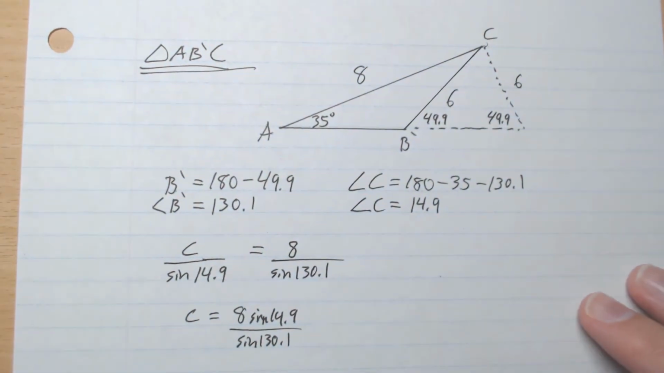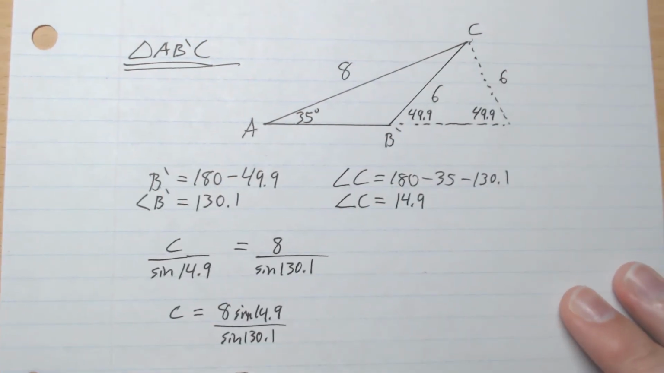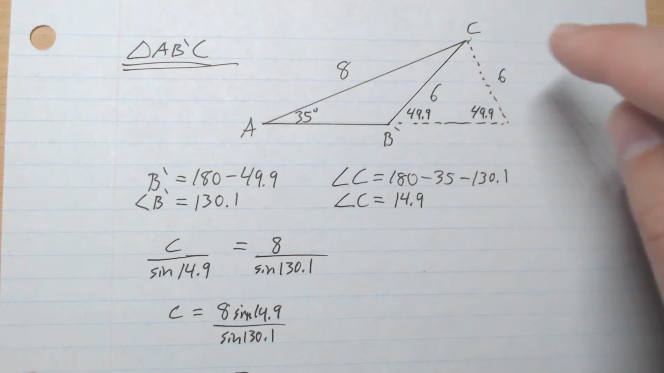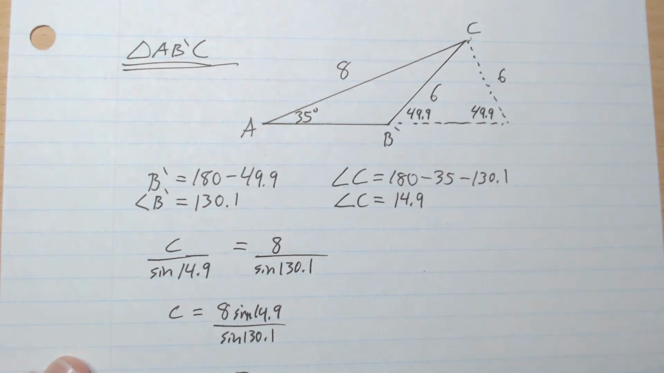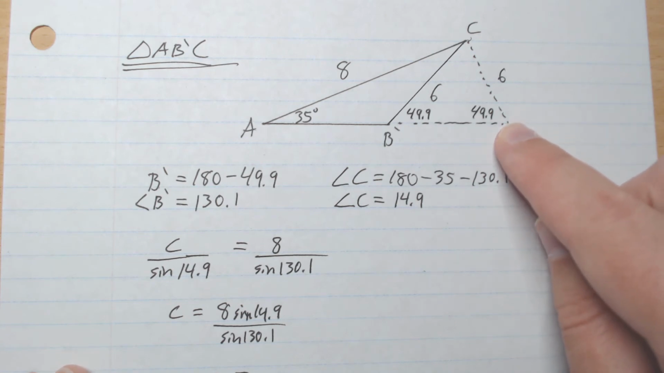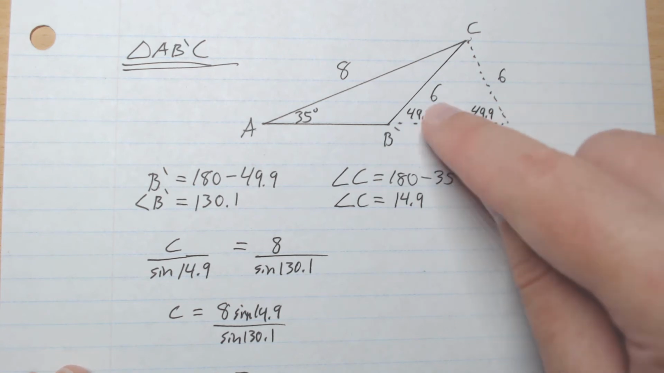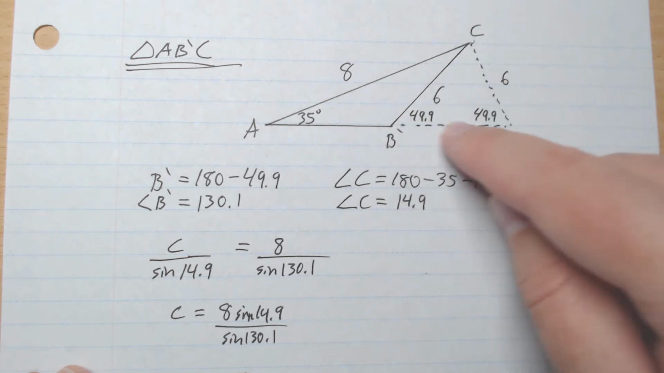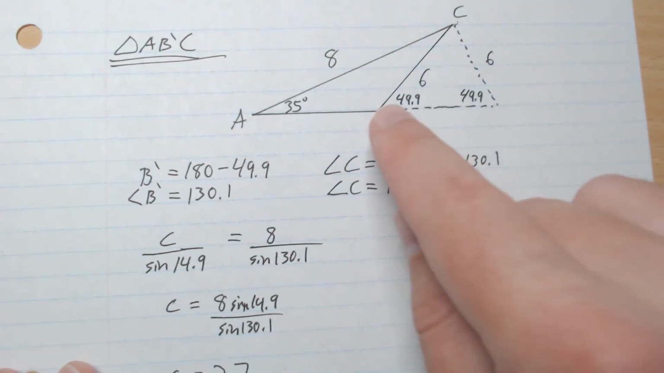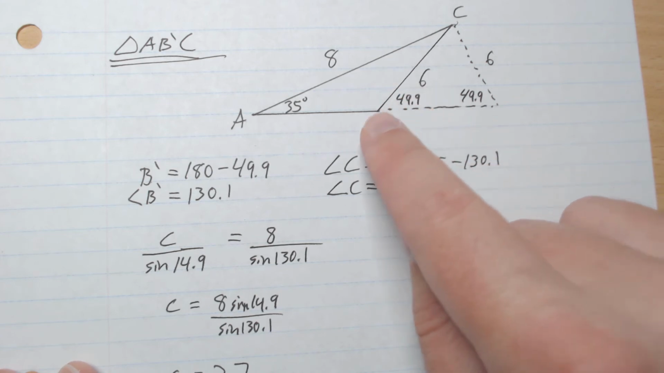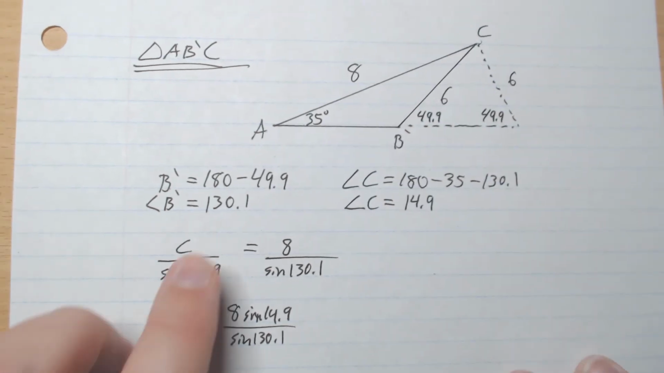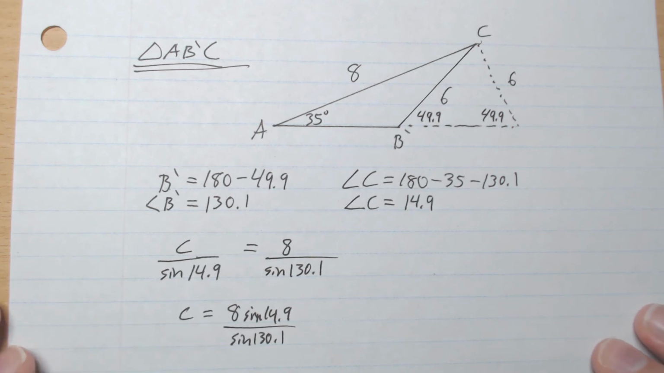Okay, this is our second triangle, A, B prime, C. We already know this was given to us. This is 6, like that. We calculated 49.9 to be this angle, which is the same as here, because it's an isosceles triangle. And so this angle B prime, we do 180 minus 49.9, and this gives 130.1.